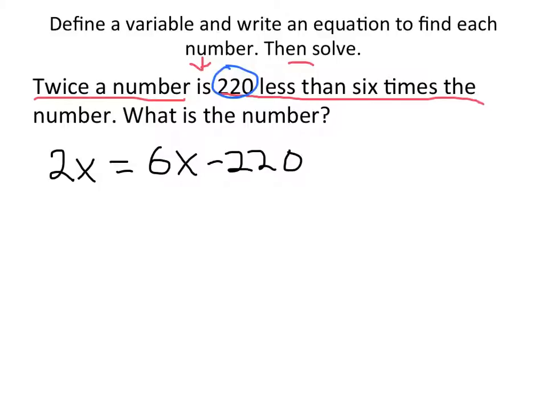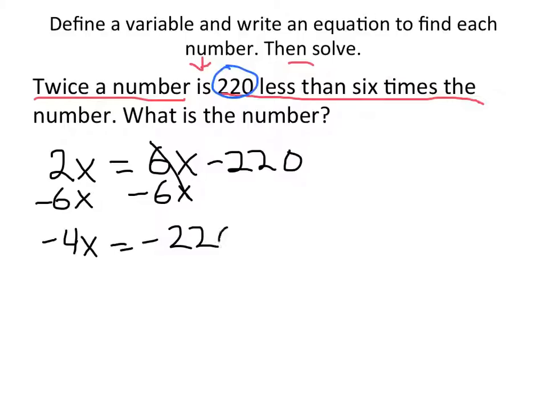I'm just going to go ahead and move the 6x to the left hand side so that we have one variable. You can see the 6's cancel out. I get a negative 4x is equal to negative 220. Now I'm going to go ahead and isolate the x by dividing by a 4, but not just a 4, a negative 4, because I want to make sure that my x stays positive. Two negatives make a positive.